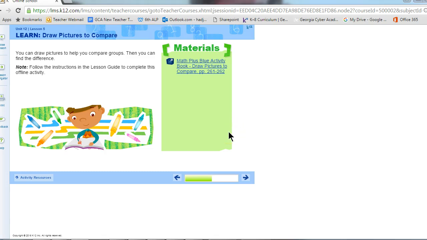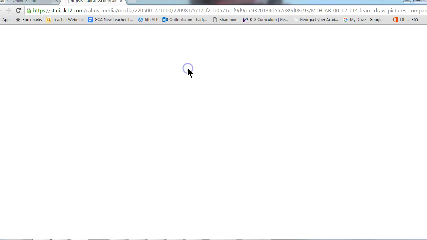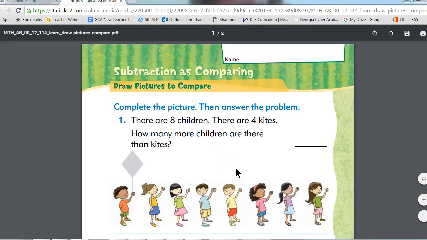So now we're going to work in our activity book. And this is pages 261 and 262. So you get your book and turn to page 261 and 262.